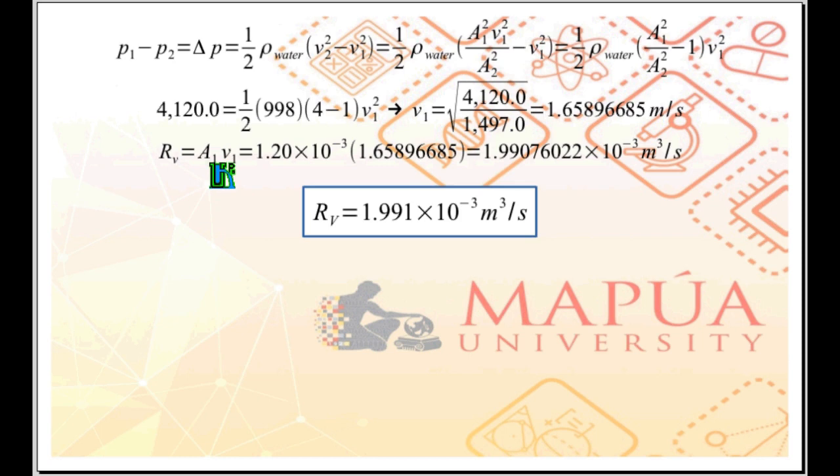Knowing V1, we are now able to calculate the volume flow rate. RV is equal to A1 V1. We know A1. We know V1. We are able to calculate RV to be 1.991 times 10 to the negative 3 cubic meters per second.